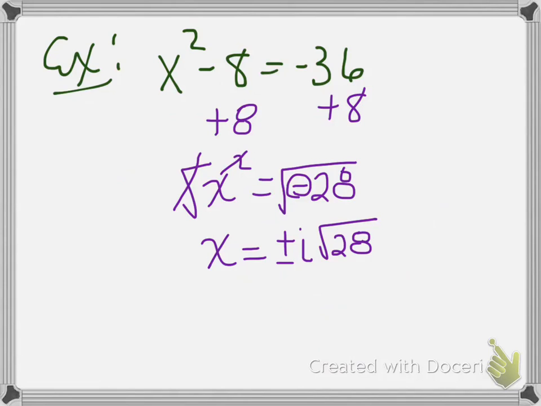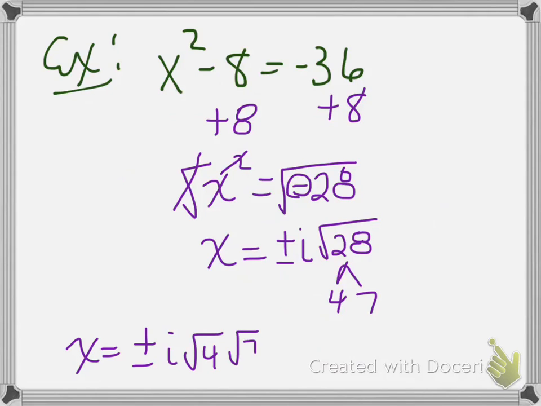Can 28 be simplified? Yes, it can. 4 times 7. So I can write this as x equals positive or negative i times the square root of 4 times the square root of 7. We can simplify the square root of 4 into 2. And so my solution is x equals plus or minus 2i times the square root of 7.